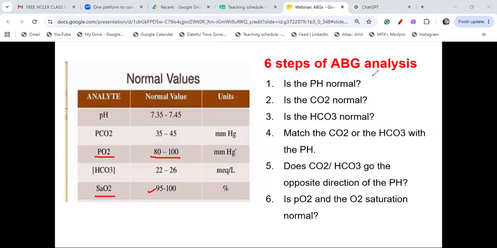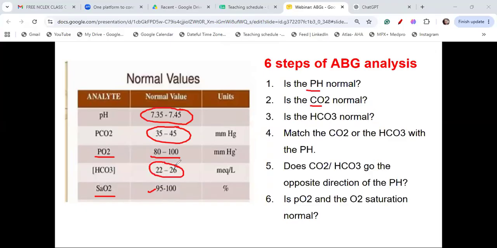Now let's go through the steps of ABG analysis. Question number one, ask yourself if the pH is normal. A normal pH must range between 7.35 and 7.45. If not within this, then where is it lying? Second step, ask yourself if your CO2 is normal. If it's normal, it will range between 35 to 45. Third step is to find out if your bicarbonate is normal. If it's normal, it will range between 22 and 26.